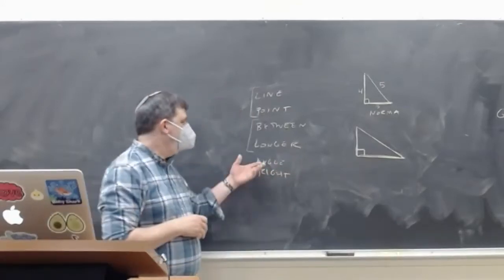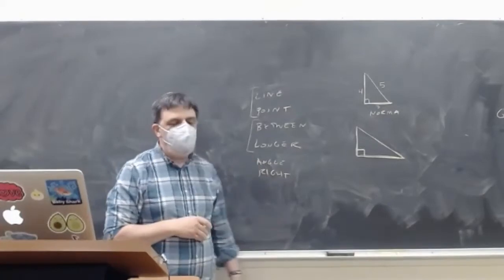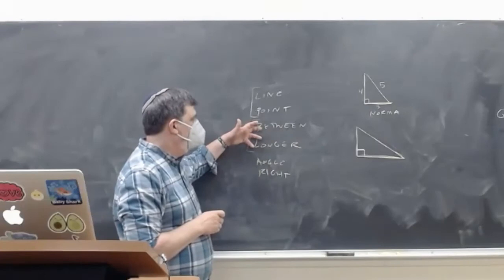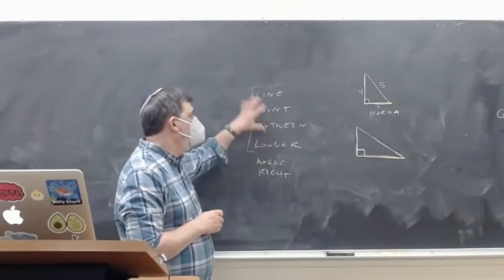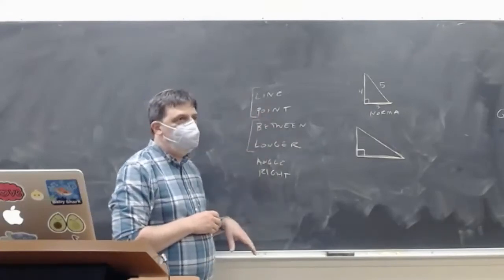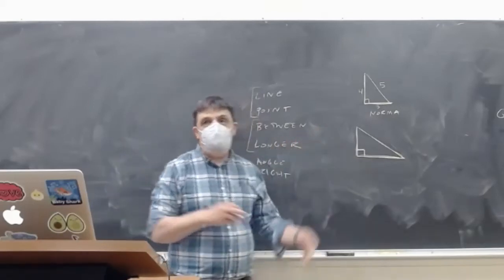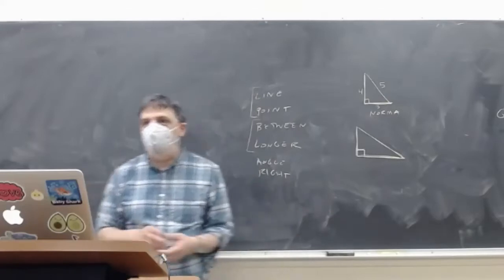And angle actually maybe can be defined. I don't know. But anyway, the way these things are all used in the axioms defines what they mean. And therefore, any consequence of the axioms must be true by definition.